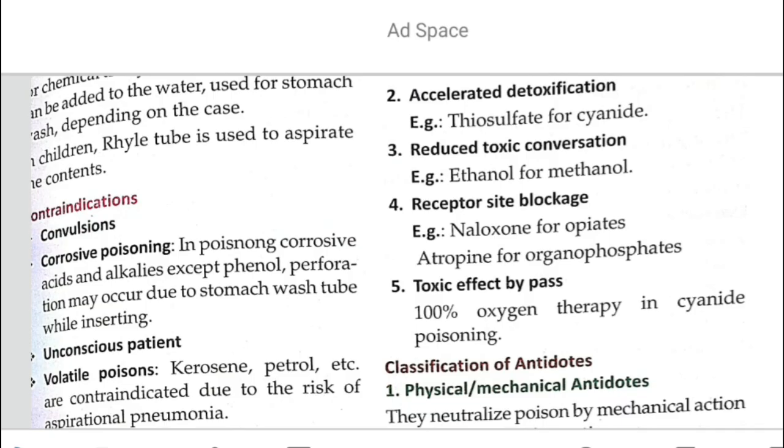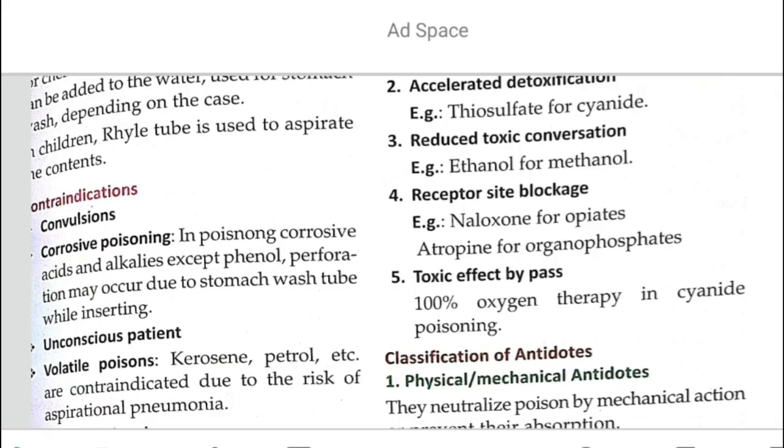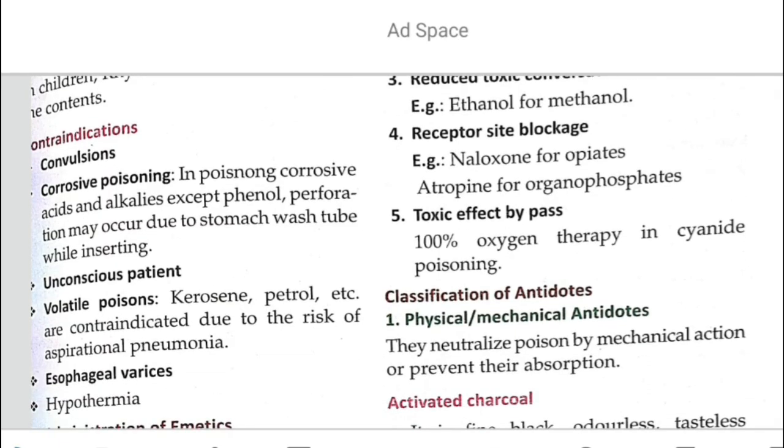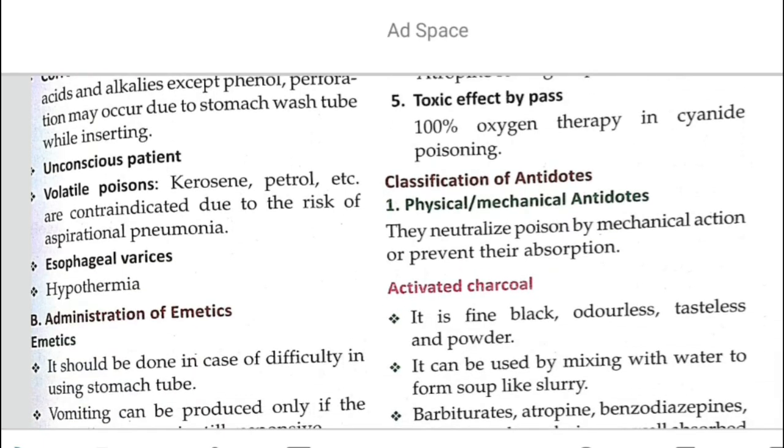Fourth, receptor site blockage, for example, naloxone for opiates, atropine for organophosphates. Fifth, toxic effects bypass, 100% oxygen therapy in cyanide poisoning.